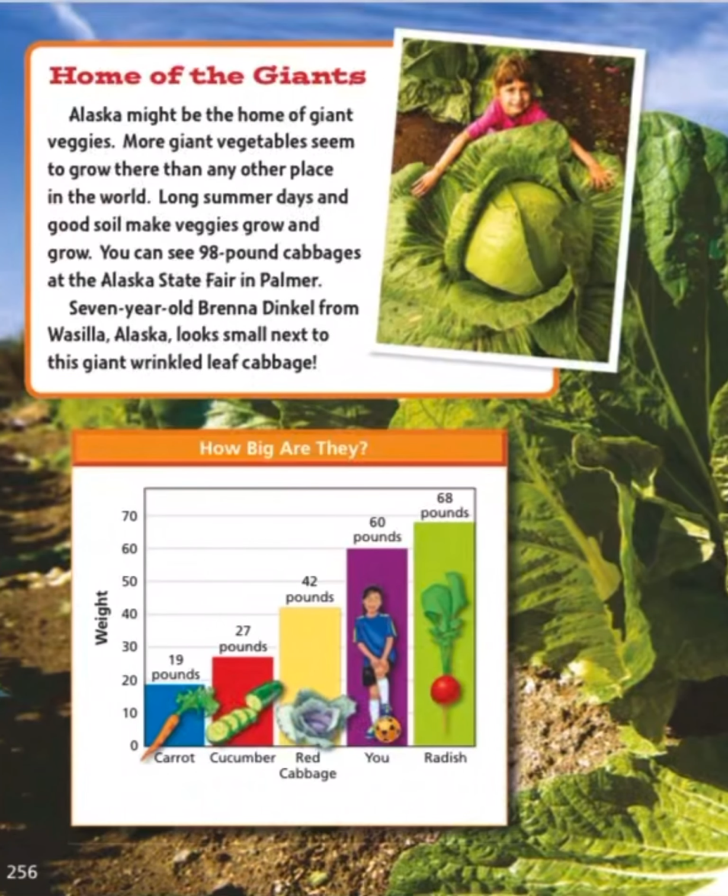Home of the Giants. Alaska might be the home of the giant veggies. More giant vegetables seem to grow there than any other place in the world. Long summer days and good soil make veggies grow and grow. You can see 98-pound cabbages at the Alaska State Fair in Palmer. 7-year-old Brenna Dinko from Wasilla, Alaska, looks small next to this giant wrinkled leaf cabbage. How big are they? Carrot, cucumber, red cabbage, radish.